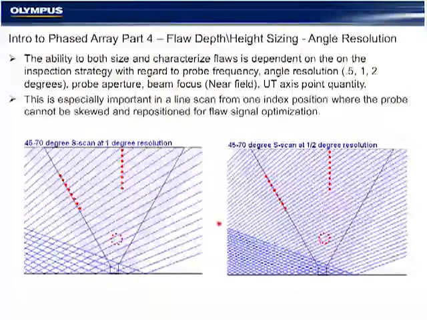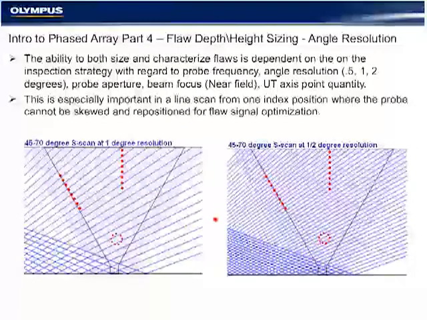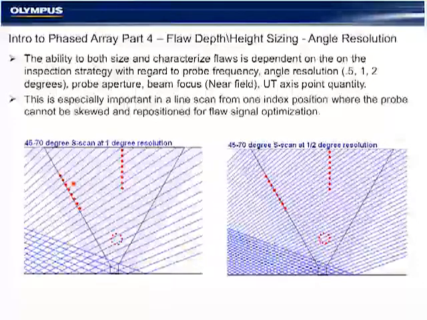In a one-line scan, where the position of the probe is not available to be moved in and out from the weld, we're just seeing the weld from one fixed offset position, the ability to improve length and depth and height sizing is greatly improved by higher resolution. At a half-degree resolution, obviously, we're going to have much more information to make a determination for the height and depth of the flaw, as we would with a 1-degree resolution.